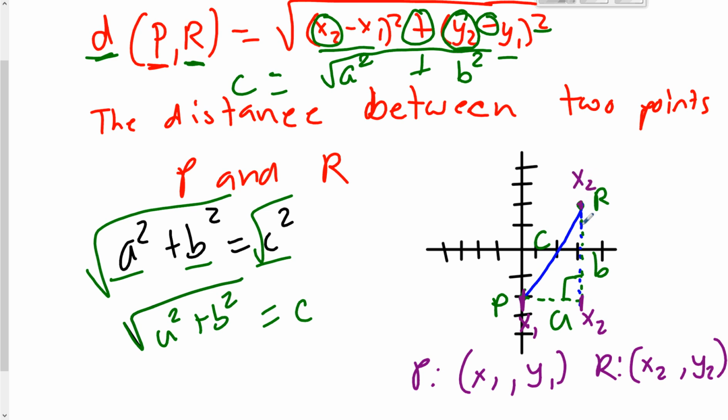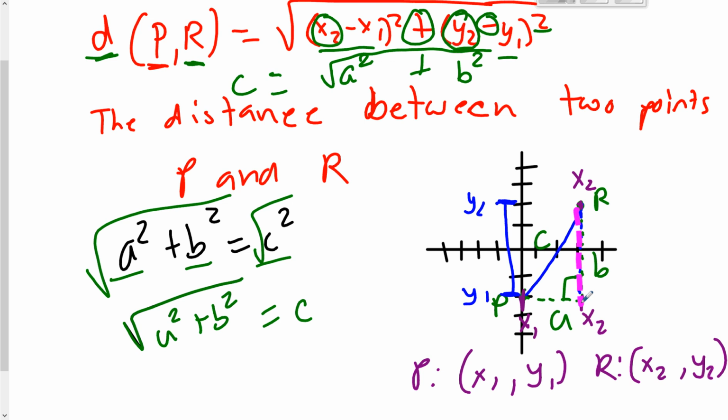So it has the same distance from the origin, right? Same way I count over to the right. And then the difference of my y's, that would be my b, right? From here up to here. This one would be y1 and this one would be y2. And so that's the same distance as this side right here.